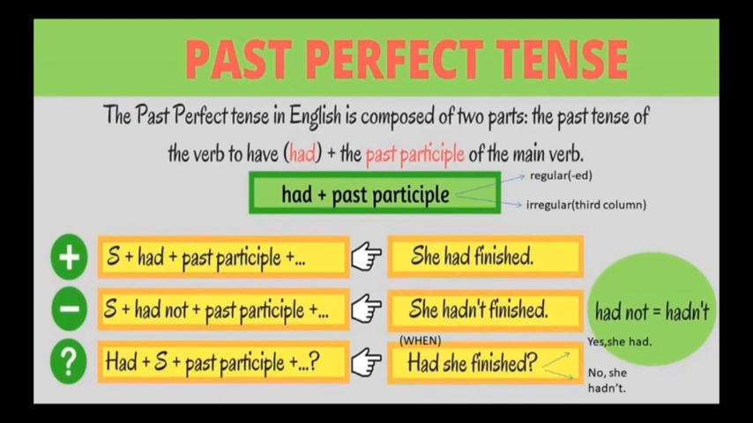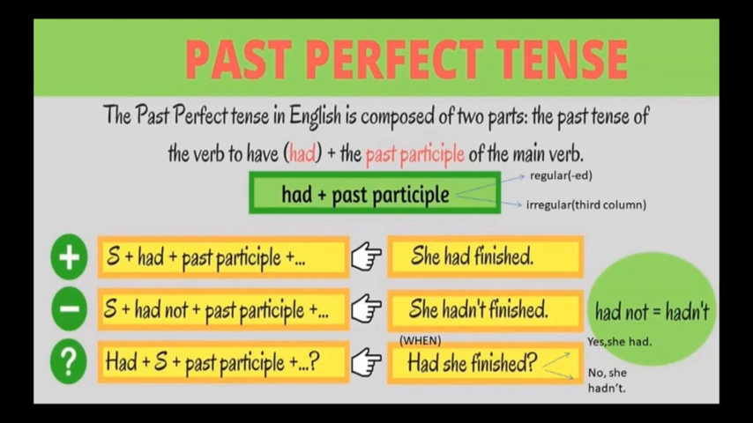What about the questions? We do inversion of the auxiliary verb and the subject. Then we get had plus subject plus past participle. Had you finished? Had she finished? And the short answers would be yes, I had, or yes, she had. And negative, no, I hadn't, no, she hadn't.